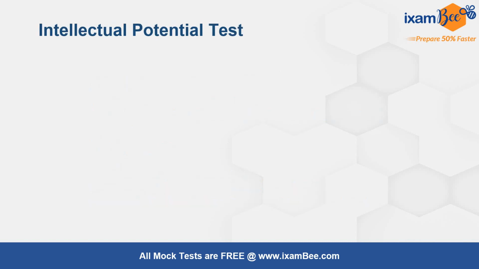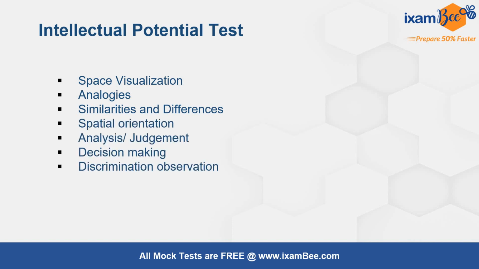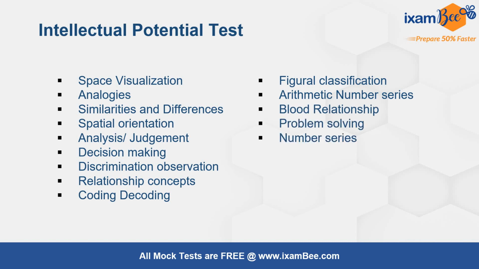The second topic here is intellectual potential test, which is equivalent to reasoning in the Coal India exam. Here the important topics are space visualization, analogies, similarities and differences, spatial orientation, analysis or judgment, decision making, discrimination, observation, relationship concepts, coding, decoding, figural classification, arithmetic number series, blood relations, problem solving, number series, alphanumeric sequence puzzle, data sufficiency.